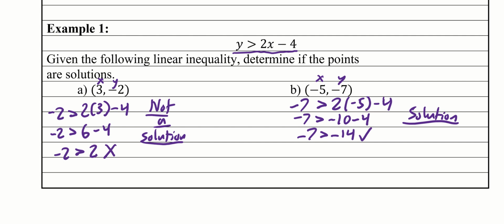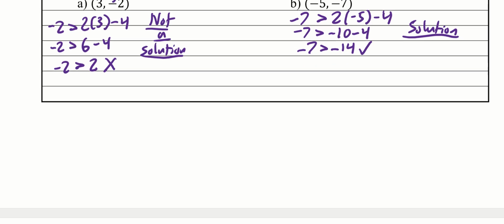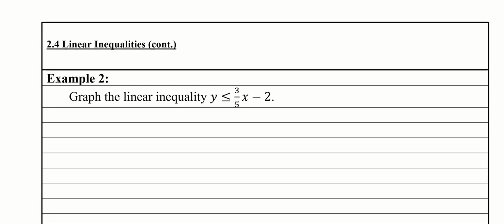nicer way of showing on a graph, here's all the points that are solutions, and here's all the points that are not solutions. And the way that we're going to do that is based off of what we've been talking about with graphing when it's in that form of y equals mx plus b, when it has a slope and a y-intercept. So let's say I have this one here for example 2, and I want you to write this down.